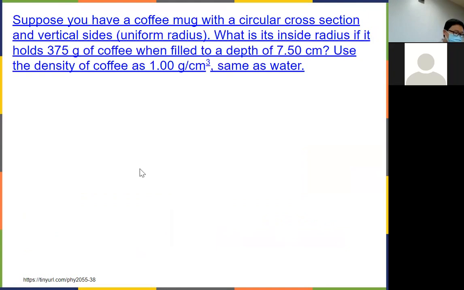All right, so let's take a look at this example. Suppose you have a coffee mug with a circular cross section and vertical sides. That means uniform radius. So what's its inside radius if it holds 375 grams of coffee when filled to a depth of 7.5 centimeters? Use the density of the coffee as 1.00 grams per centimeter cubed. That's the same as water at 4 degrees Celsius.